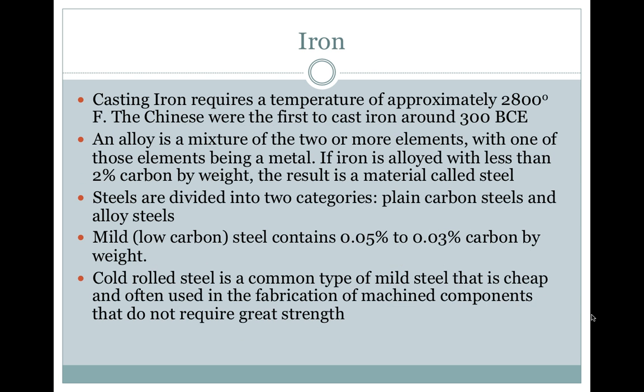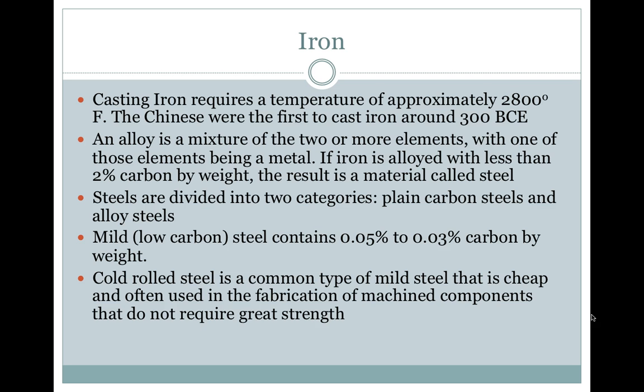Casting iron requires a temperature of approximately 2,800 degrees Fahrenheit. The Chinese were the first to cast iron at around 300 BCE. An alloy is a mixture of two or more elements, with one of those elements being a metal. If iron is alloyed with less than 2% carbon by weight, the result is a material called steel.